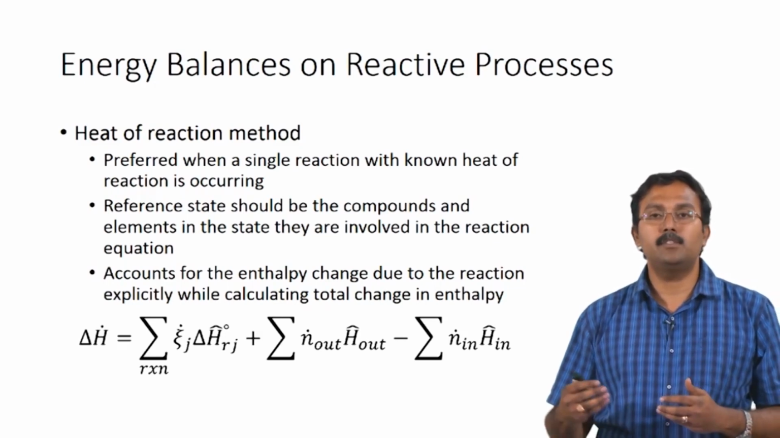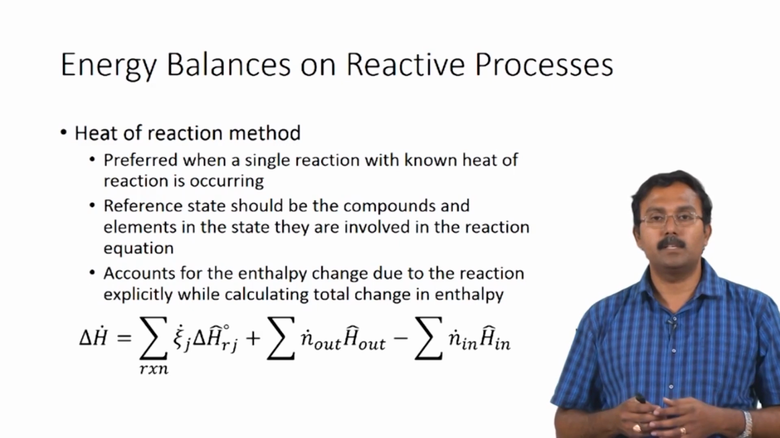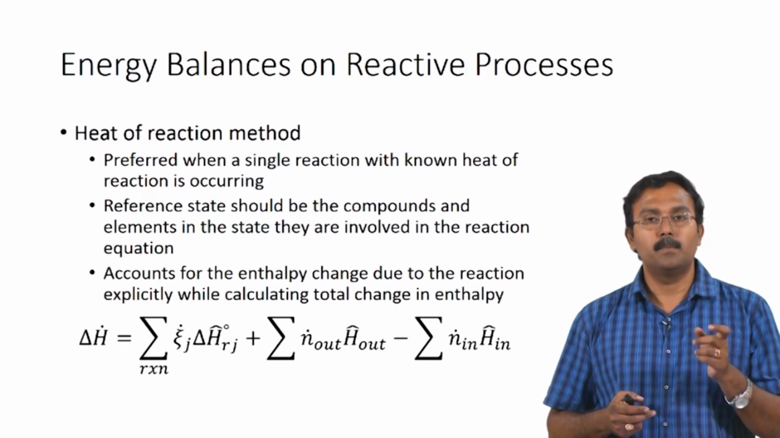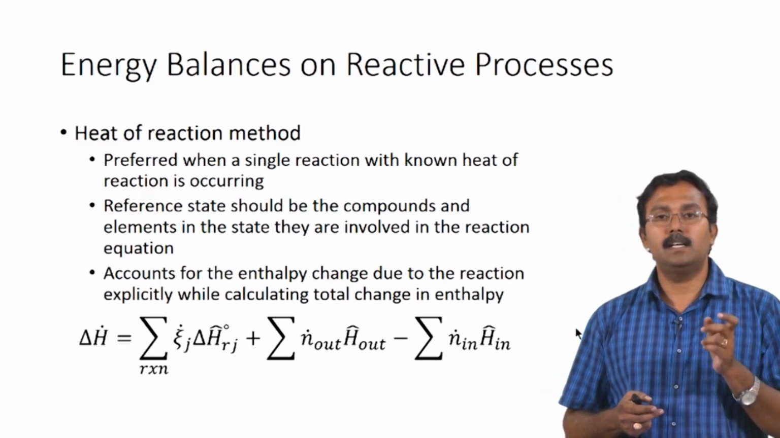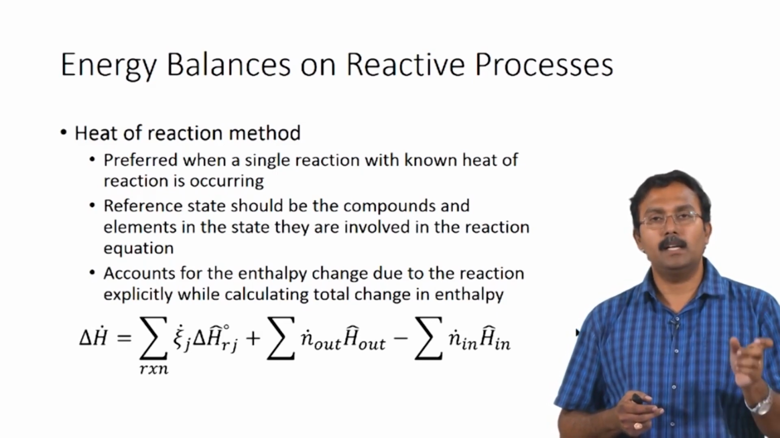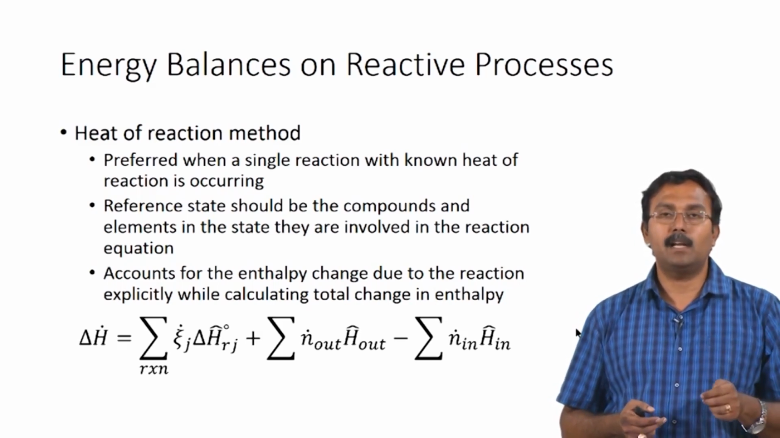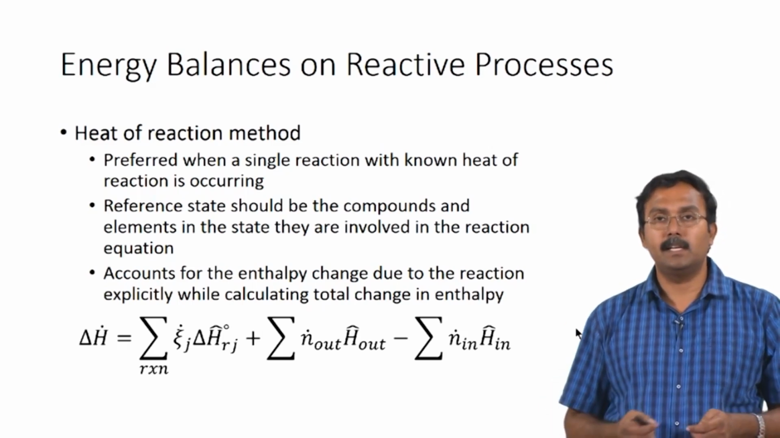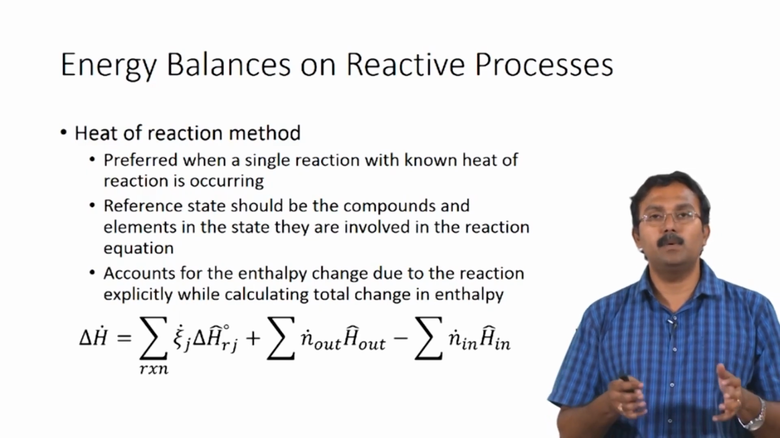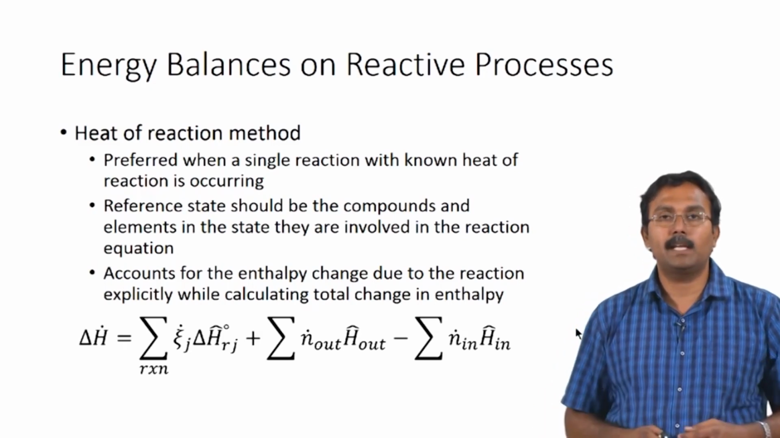This accounts for enthalpy change due to reaction explicitly when we calculate the total enthalpy change using this equation. You have a third term which we usually do not have for non-reactive systems, which is the sum of xi_i times delta H_R,i. So, this is basically the effect of reactions. If you have multiple reactions, there could be multiple extents of reaction which can be calculated and multiplied with the heats of reaction for the individual reactions, and the summation of all that will account for the change in enthalpy associated with the reactions happening in the process. So, this is taken care of explicitly while we perform the calculations.